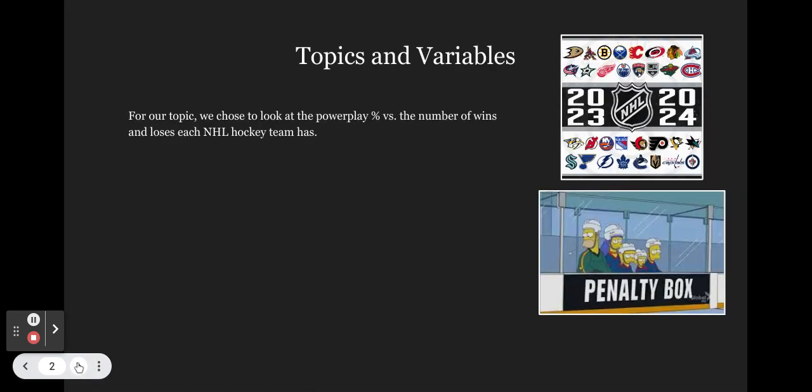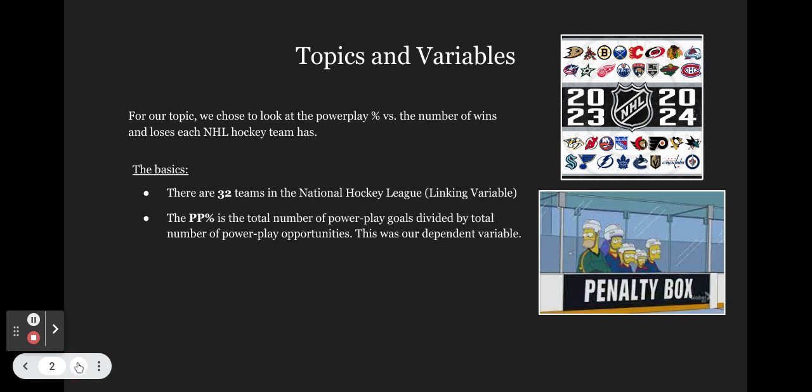There are 32 teams in the National Hockey League, linking variable. The power play percentage is the total number of power play goals divided by the total number of power play opportunities. A power play is where the other team gets a penalty, so they lose a player to the penalty box. And now you have the one man advantage, hence you're on a power play.